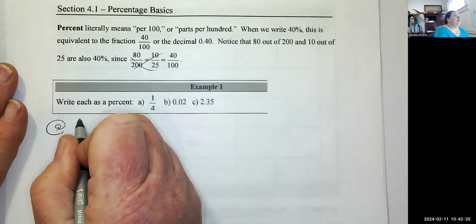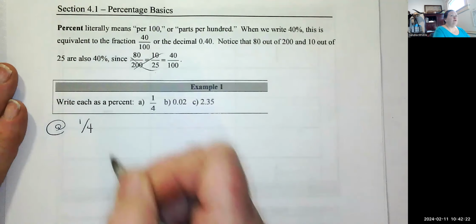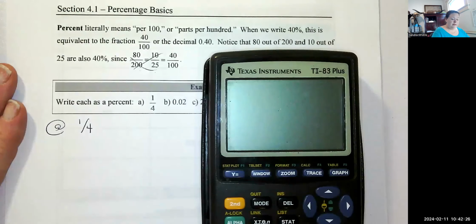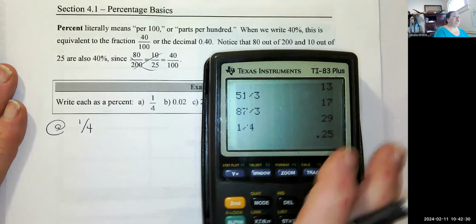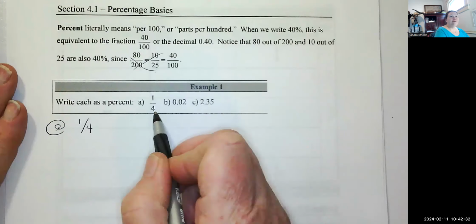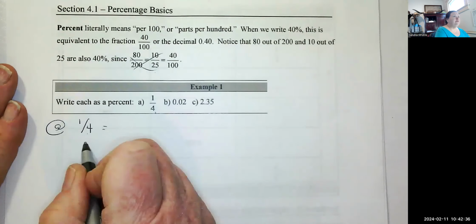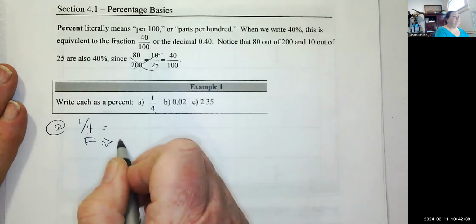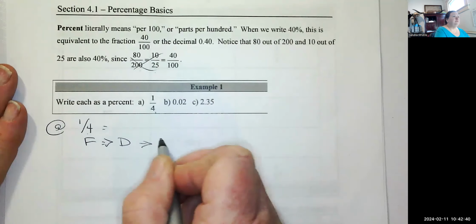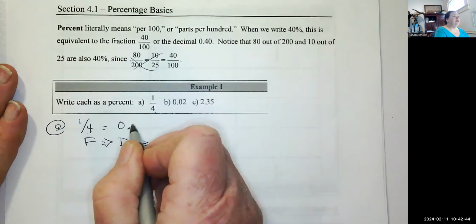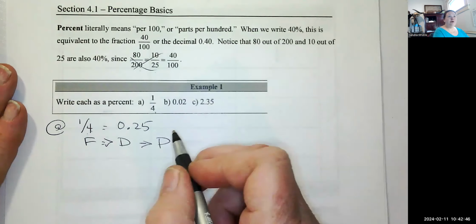So to start with, for A, you've got 1/4. If you don't know what 1/4 is, take your calculator and take 1 divided by 4, and that's 0.25. You can't go straight from a fraction to a percentage. You've got to go from fraction to decimal to percentage. So fraction to decimal would be 0.25. That's just putting it in your calculator.